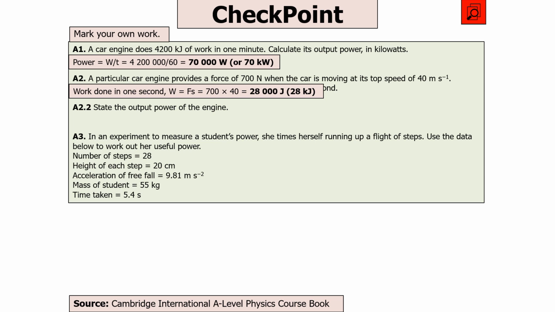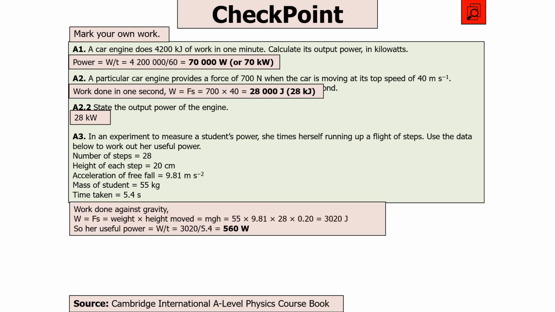The output power is therefore going to be, in 1 second, 28,000 over 1, so it's 28 kilowatts. Our work here is being done against gravity, so it's force times displacement in this context. Therefore it's going to be 55 times 9.81 times 28 times 0.2, which is 3020. Power is work done over time, so it's then divided by 5.4 seconds to be 560 watts.